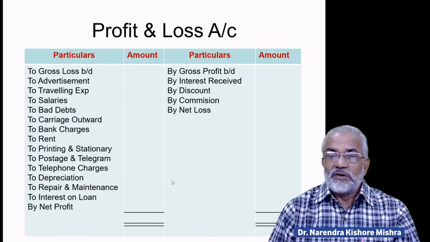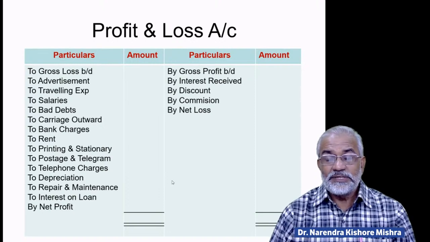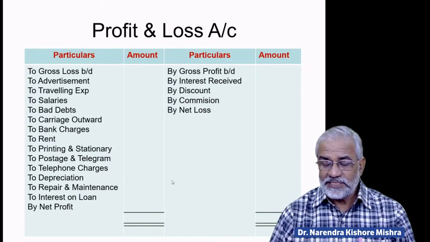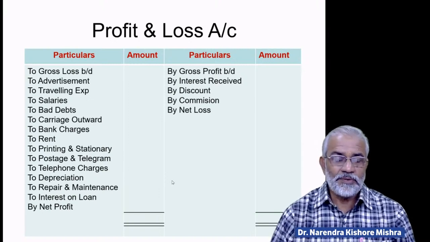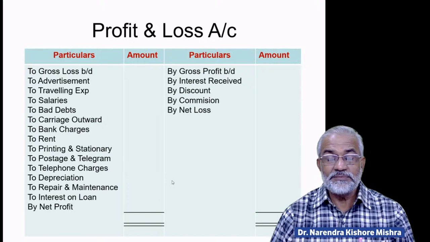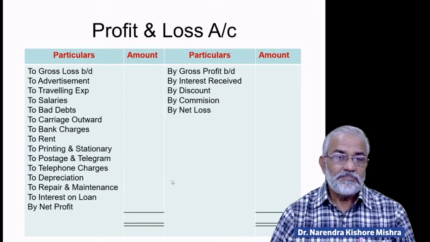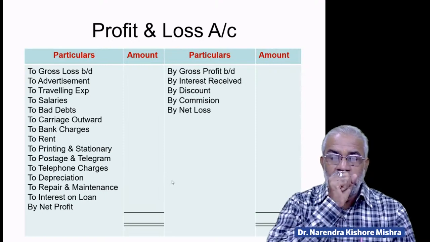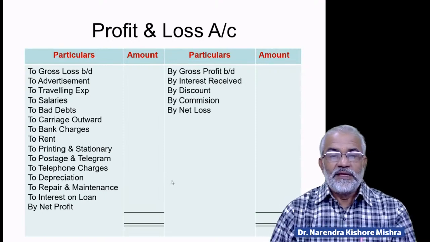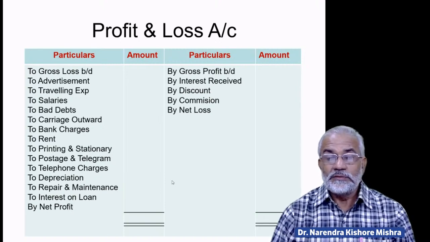So now we have seen that different items of incomes appear in the credit side of the profit and loss account. Different items of expenses appear in the debit side of the profit and loss account. And certain items of liabilities appear in the left hand side of the balance sheet, and items of assets appear in the right hand side of the balance sheet. So for that, the concepts and conventions of accounting play a very vital role.